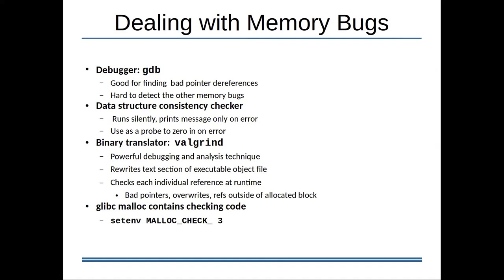Therefore, combine debugging tools such as GDB and Valgrind with general code review, or maybe use some printf statements. Again, it doesn't mean that you shouldn't use GDB. You actually have to use GDB, right? I think that will help you a lot, especially if you have bad pointer dereferences. It can really help you with this free list, when you have to debug the linked list that you have to maintain.